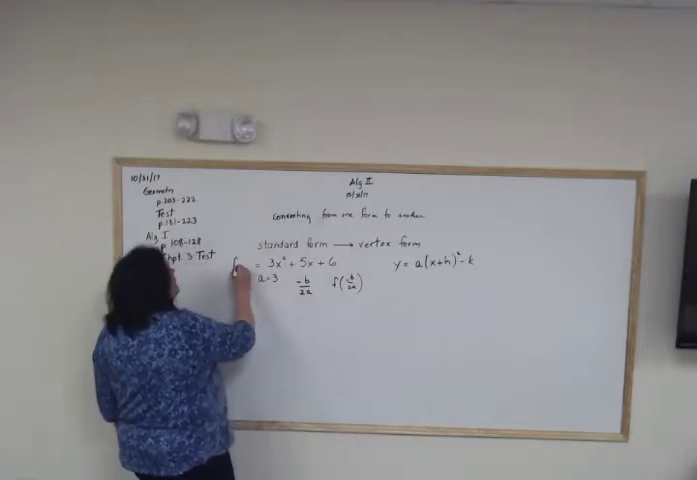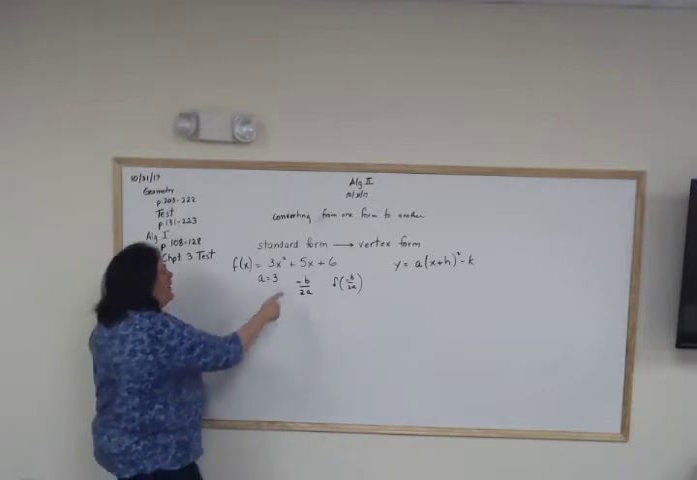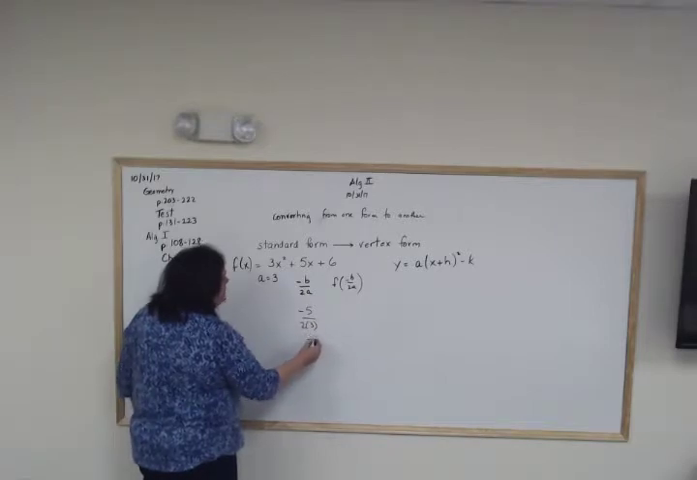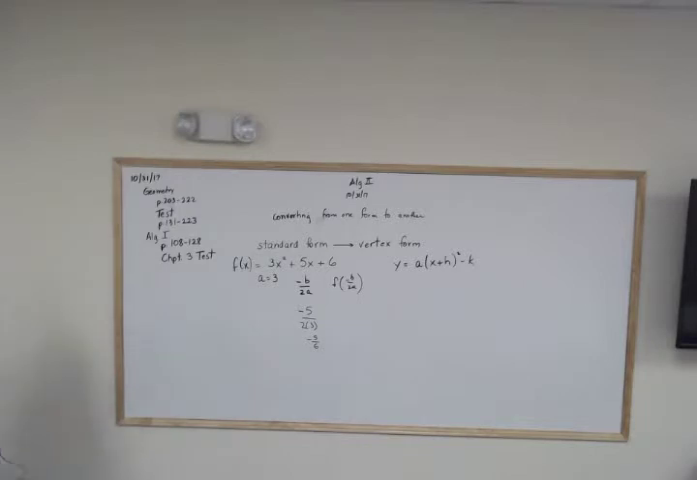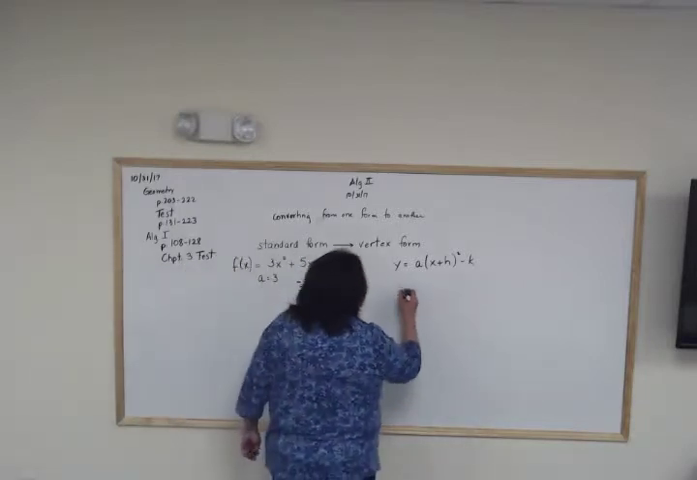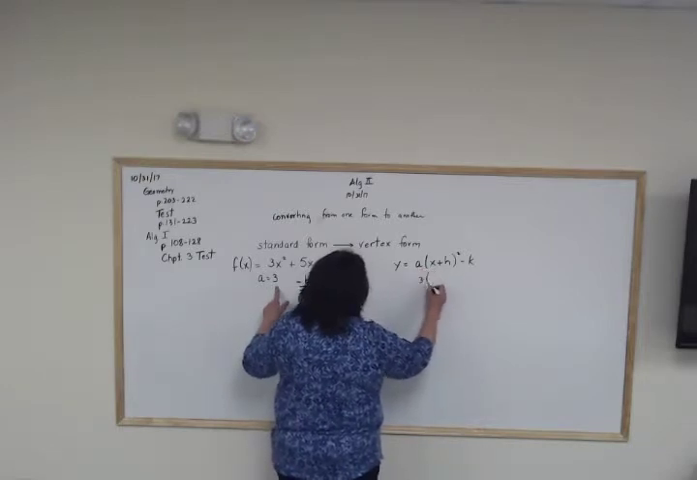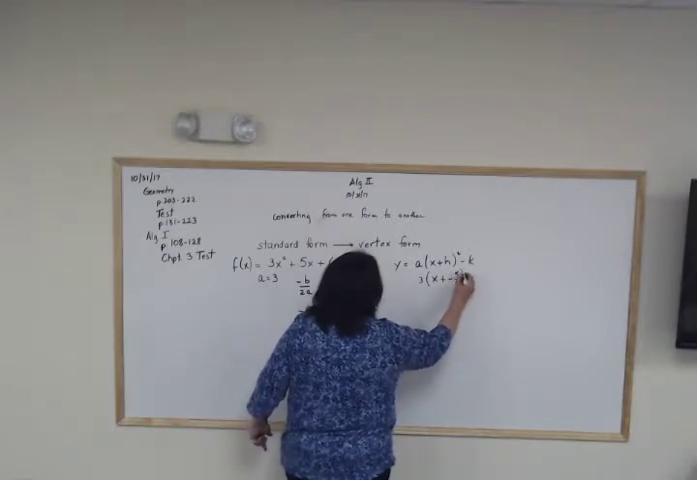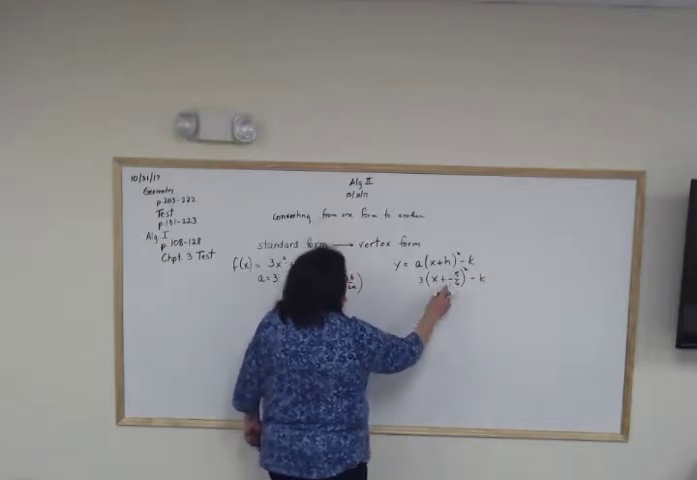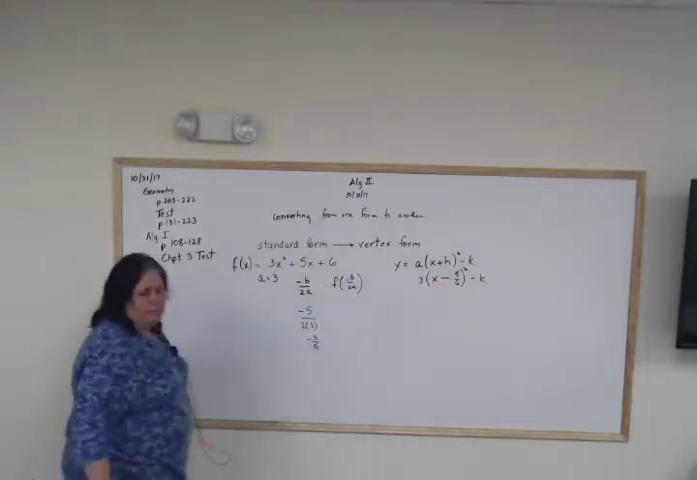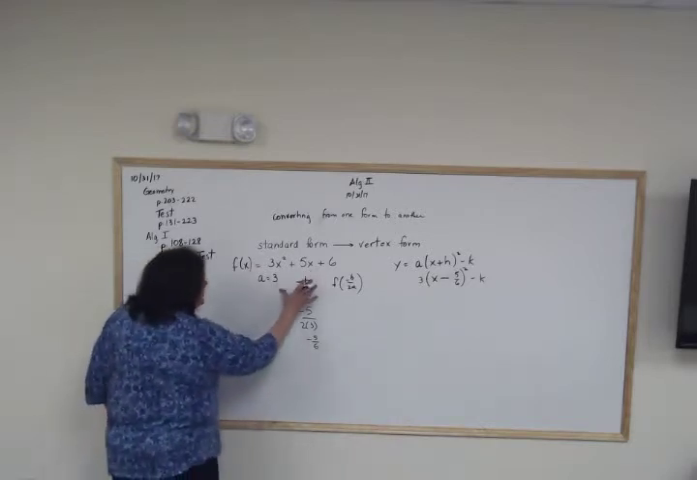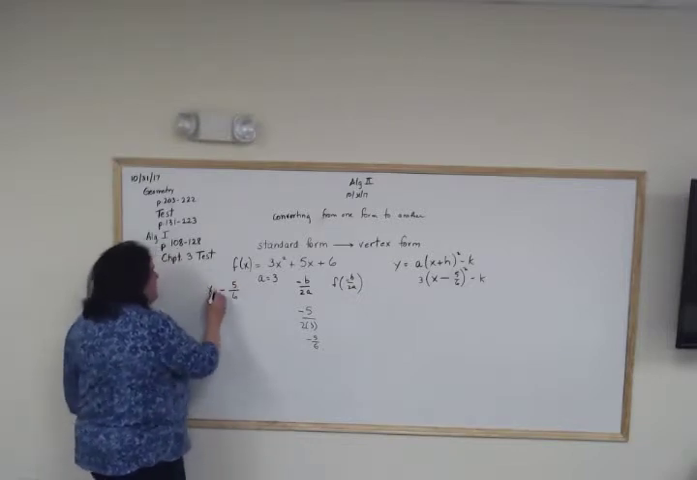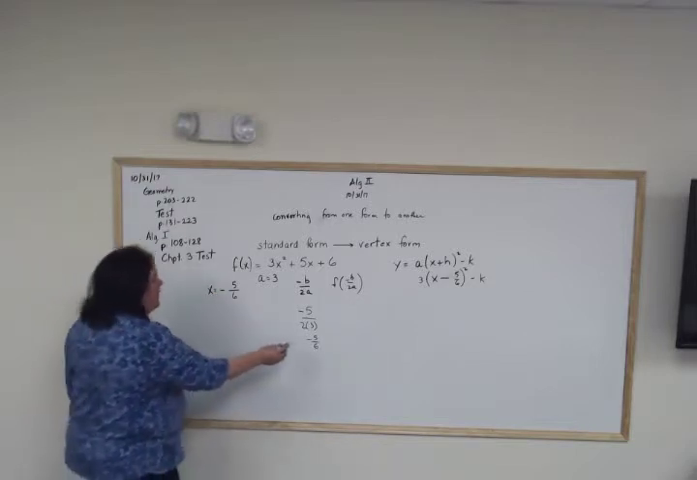So if we call this f of x, first of all, I find negative b over 2a. That's negative 5/6, right? Negative 5/6. So now I know my a is 3, so it's 3 times x plus negative 5/6, squared, minus k. Plus negative is just minus, isn't it? So from this, I found that the x-coordinate of my vertex is negative 5/6.